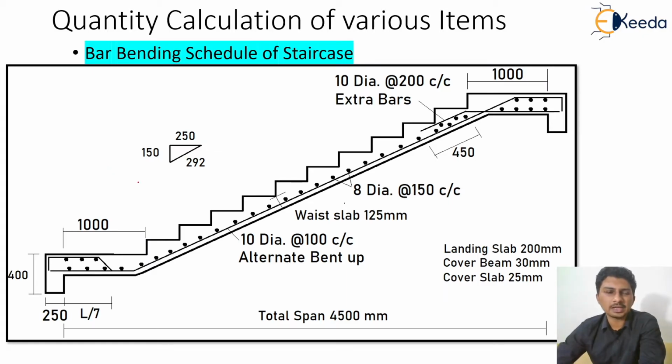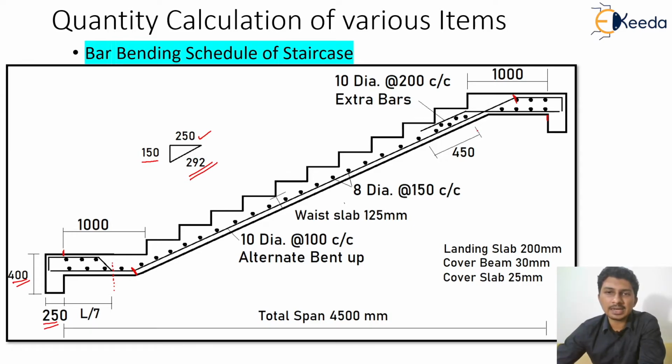Based on that, for the steps we have a 150 riser and a 250 tread. Based on that, the diagonal comes out to be 292, which is going to be very essential when you are calculating the quantity of this reinforcement bar, this bar's length from here to here. I just hope you are going to get it very nicely. Then the width of the landing is 1000, end to end, excluding the beam thicknesses. The depth of the beam is given as 400 mm, and 250, that is L by 7, is the length over here of this bent bar.